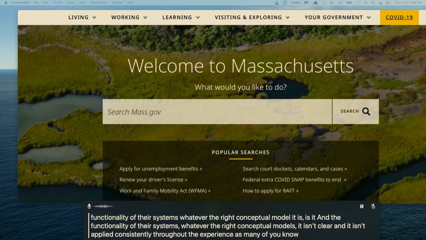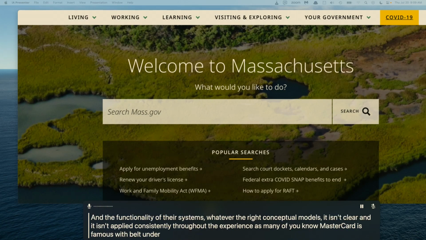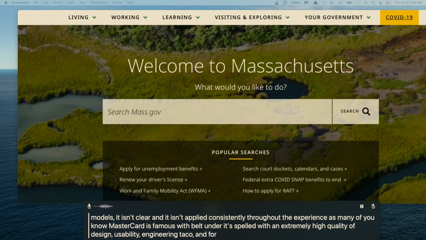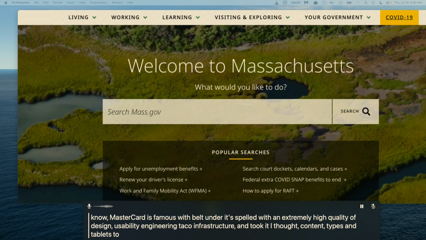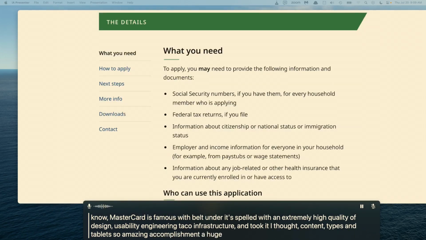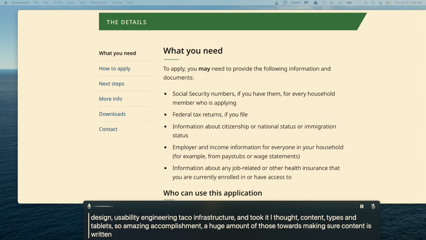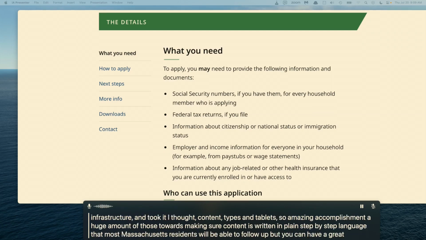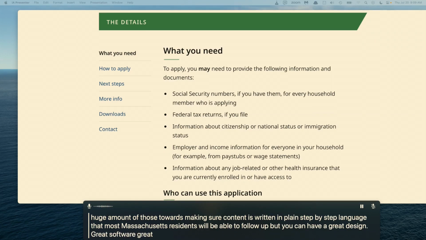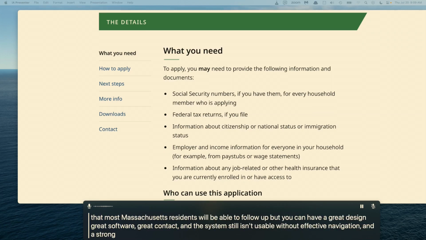As many of you know, Mass.gov is famously built on Drupal. It's built with an extremely high quality of design, usability engineering, technical infrastructure, and a toolkit of thoughtfully built content types and templates. It's an amazing accomplishment. A huge amount of thought goes toward making sure content is written in plain, step-by-step language that most Massachusetts residents will be able to follow. But you can have a great UI design, great software, great content, and the system still isn't usable without effective navigation and a strong conceptual structure.